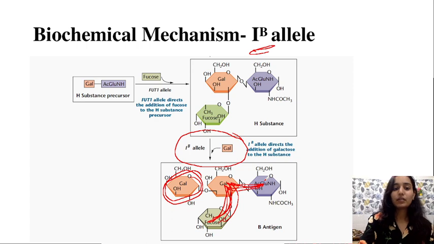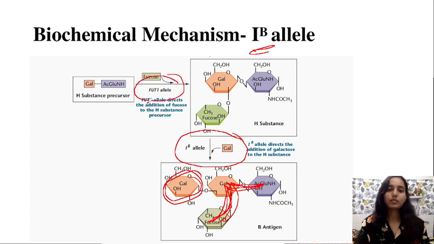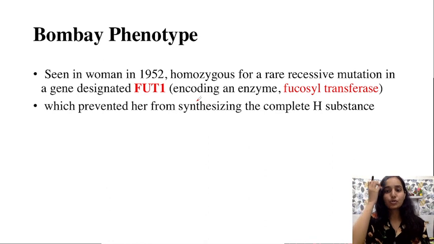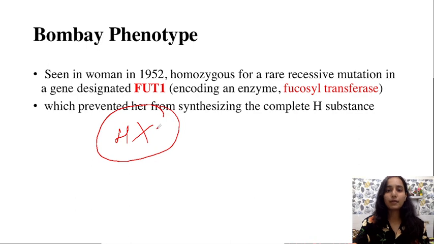But what if a mutation occurs at this step? If FUT1 is mutated, what is it going to show? FUT1 adds fucose to the H precursor, so H is not going to be synthesized properly. If H is not synthesized properly, it cannot carry other antigens on its surface, and then no phenotype is expressed.